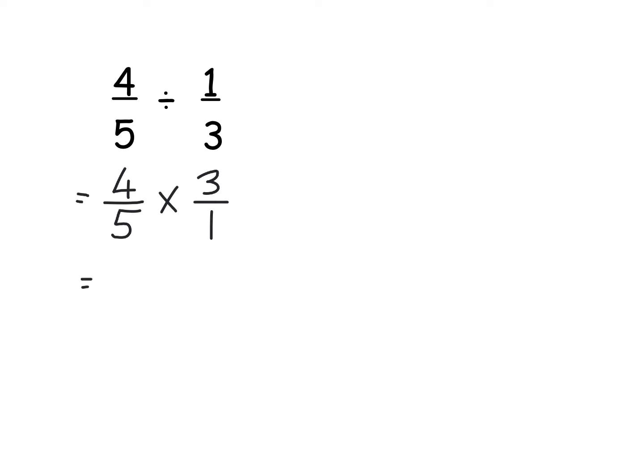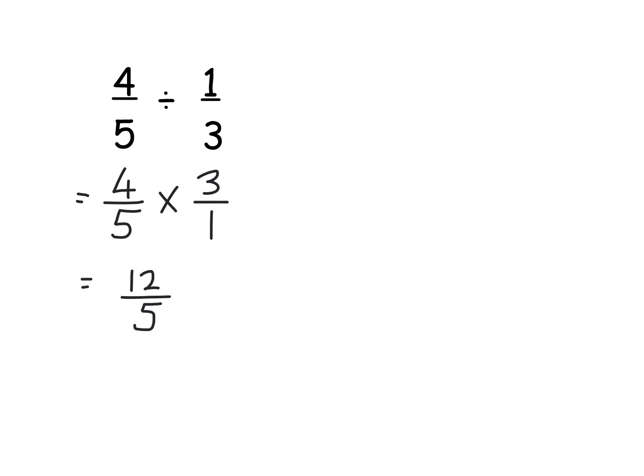And then it just becomes a multiplication sum, so anything in the previous lesson that you would have done can be done here again. There's nothing that cancels diagonally if you use the karate chop diagonal cancel method. So we just do top times top. 4 times 3 is 12, 5 times 1 is 5. So the answer is 12/5.